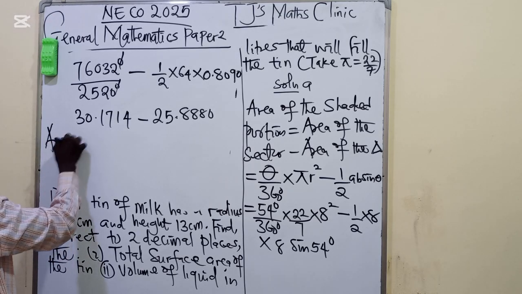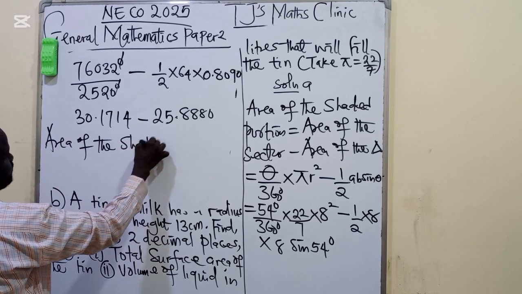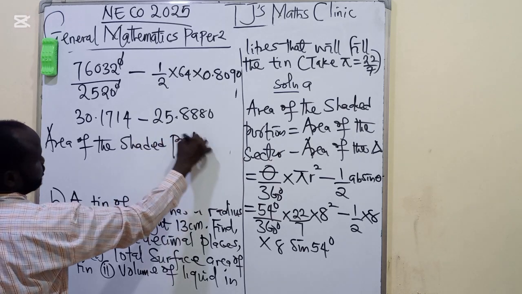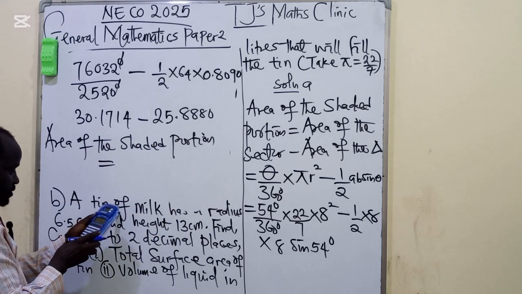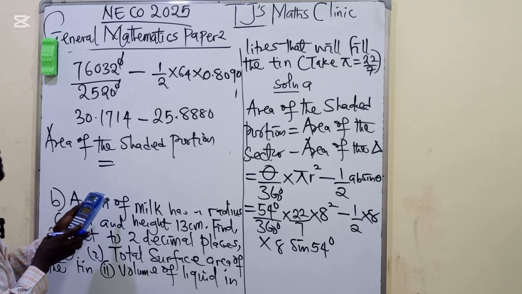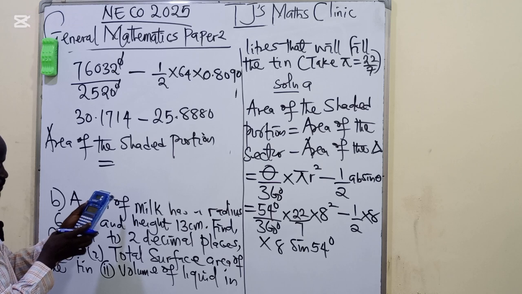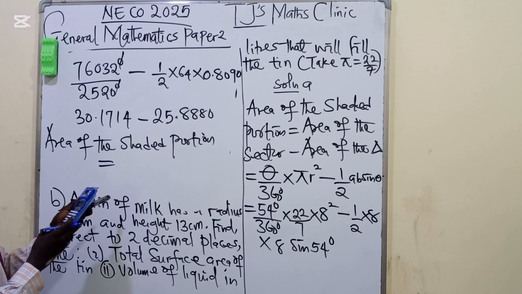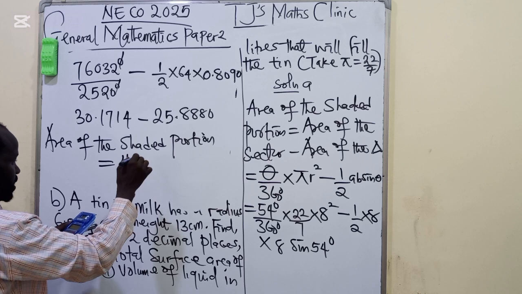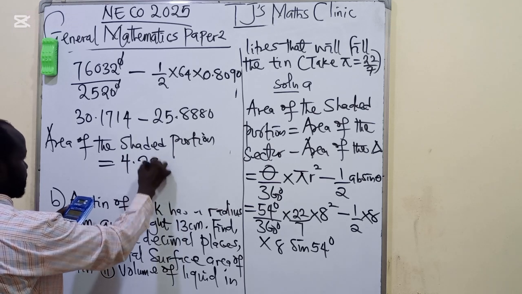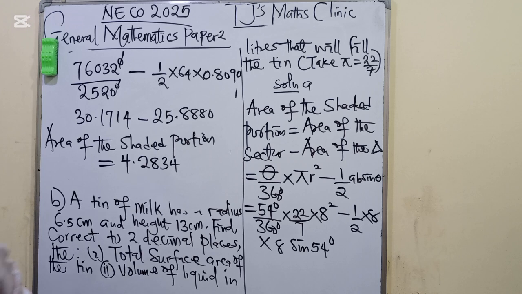Area of the shaded portion now. Area of the shaded portion will be equal to, we subtract, we remove this 25.88 from 30.1714. What do we have? We have 4.2834.